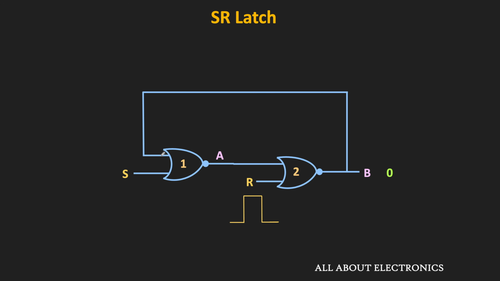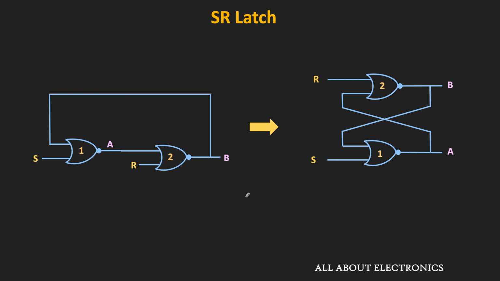And whenever both the inputs S and R are 0, then it will retain its previously stored information. So in this way, using this circuit, it is possible to set or reset the stored information. And for setting and resetting the latch, it has two inputs, S and R. So this circuit is commonly known as the SR latch or the RS latch. And more commonly, it is drawn like this. And as you can see, it has two cross-coupled NOR gates.